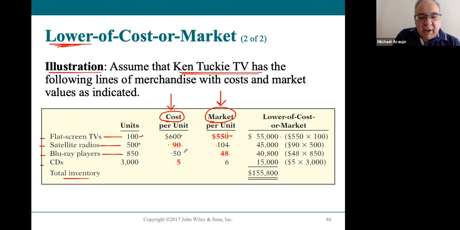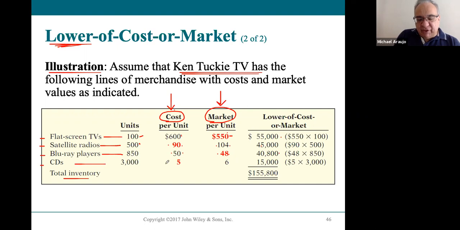We paid $50 for them. That's our cost. But if we went out on the market and bought them again today, we'd only pay 48. So 48 is the lower of the two. So these 850 are worth $48 each. So we have $40,800 worth of inventory.